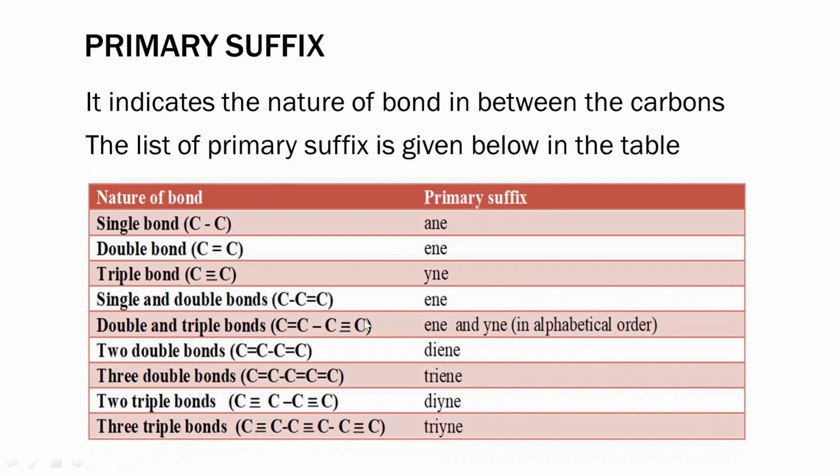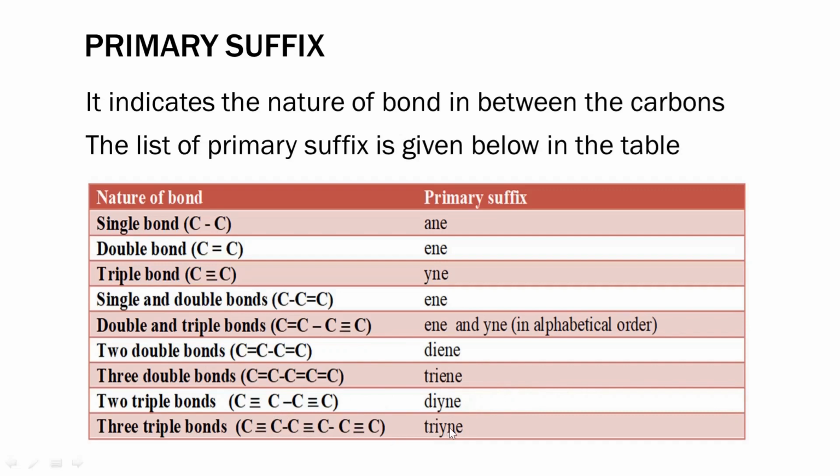If we see a single bond in between the carbons, then we use ane as a primary suffix. For a double bond we use ene. For a triple bond we use yne. For single and double bond we ignore the single bond, that's why we use only ene, the primary suffix of the double bond. And if we see double and triple bond, then we should write both ene and yne, but in alphabetical order. Here there is also a single bond, but the single bond is always ignored if there is a presence of a double or triple bond. If we see 2 double bonds, then use diene, 3 double bonds triene, 2 triple bonds diyne, 3 triple bonds triyne, like this.